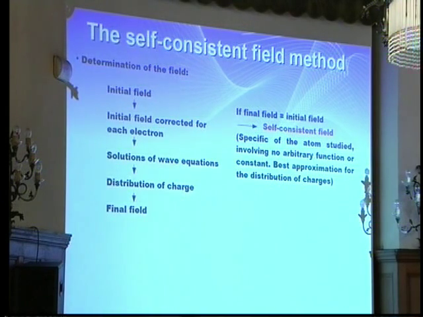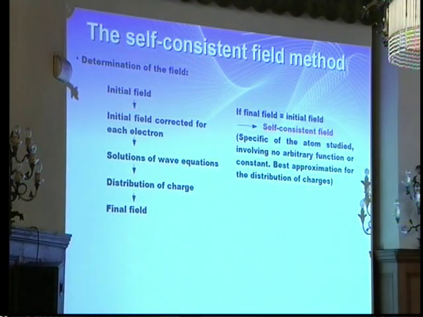And we are interested in this self-consistent field, which is specific to the atom studied, and involving no arbitrary function or constant. It is the best approximation for the distribution of charges. Then, with Hartree, the method was naturally named the self-consistent field method. This technique to find the final field will mostly remain the same in the further developments. And considering that at that time there was nothing equivalent, the first results obtained by Hartree with atoms of helium and rubidium were quite encouraging.